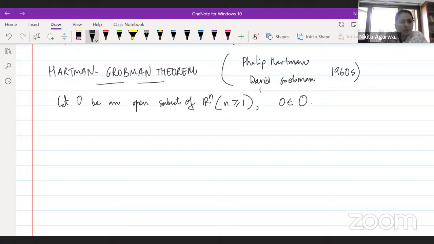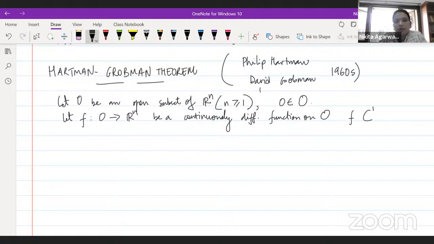That's just for simplicity. So let f go from O to R^n be a continuously differentiable function on O. Popularly, we say that f belongs to C^1(O). So it's differentiable and its derivative is also continuous. And f of the origin is the origin. So origin goes to the origin. Again, a technical assumption, just for simplicity. Okay.